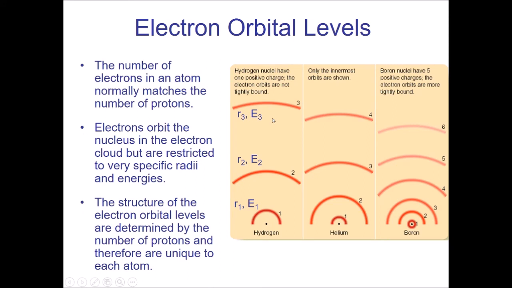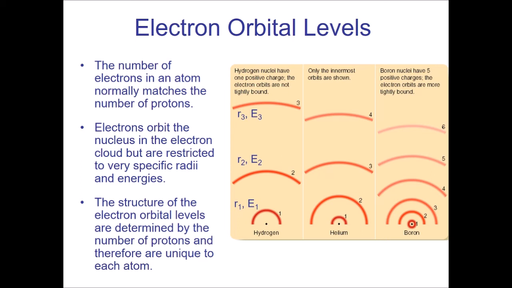All right, let's talk about the really important stuff, and that's the electrons. The electrons are where the action is taking place here. This slide is very important, very crucial to understand this stuff here. What it says here is the number of electrons in an atom normally matches the number of protons. If you're talking about hydrogen, 1 proton, 1 electron. Helium, 2 protons, 2 electrons. That's normal. We call that a stable atom.